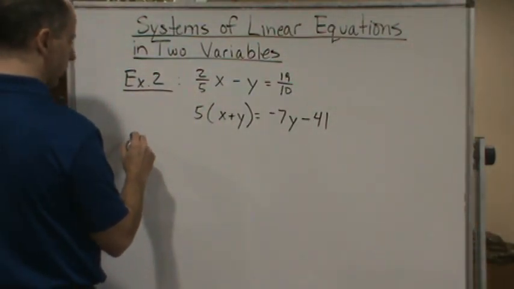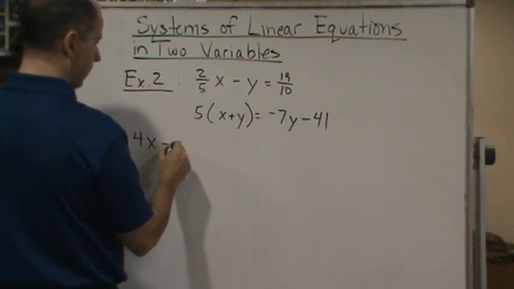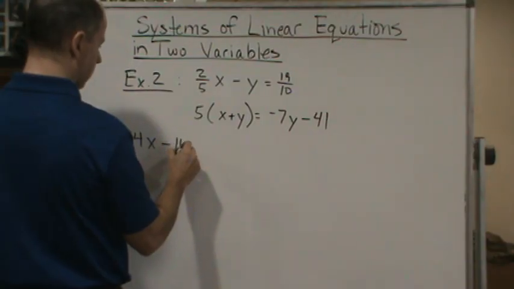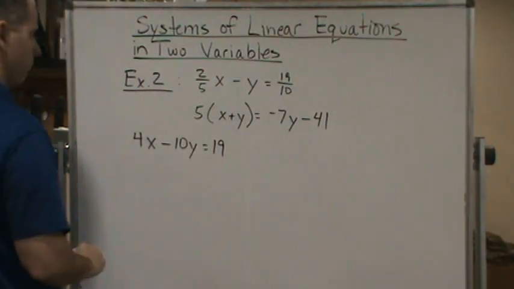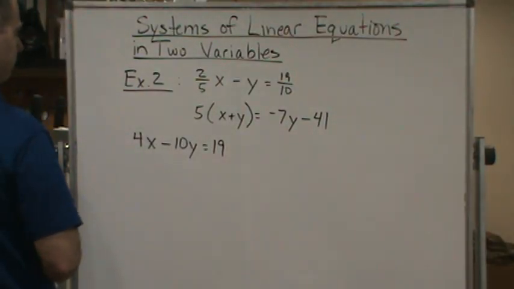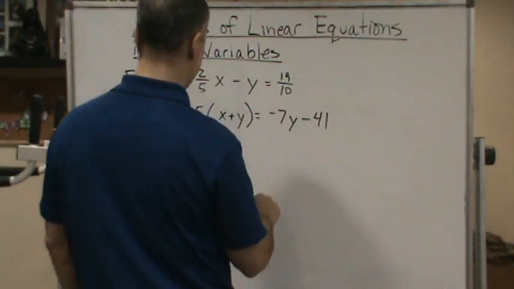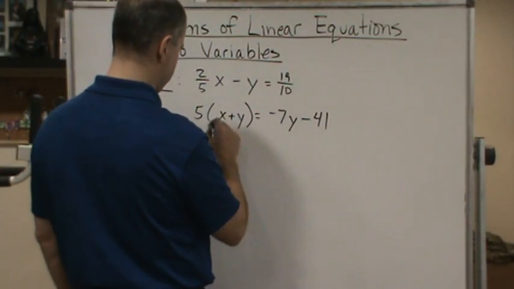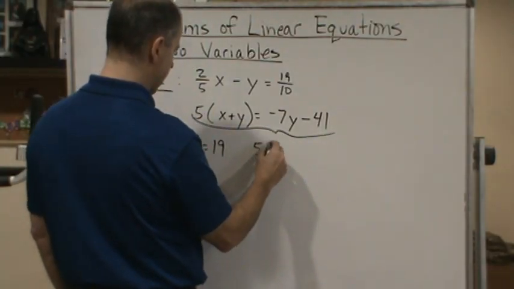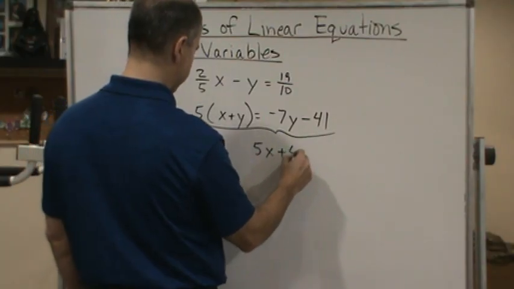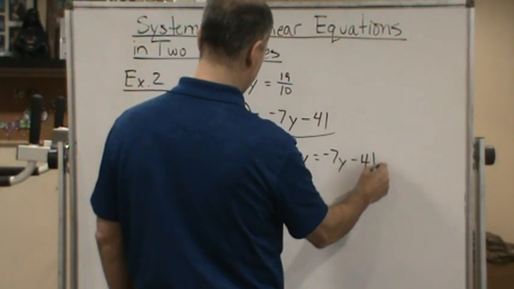So that's going to be 4x minus 10y equals 19. Now this one here, we're going to have to simplify. So I'm going to write this as 5x plus 5y equals negative 7y minus 41.